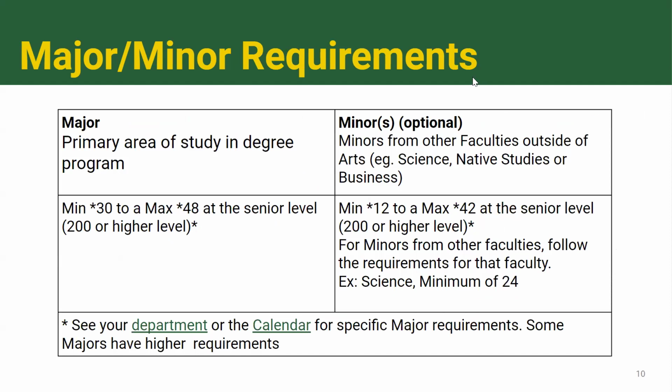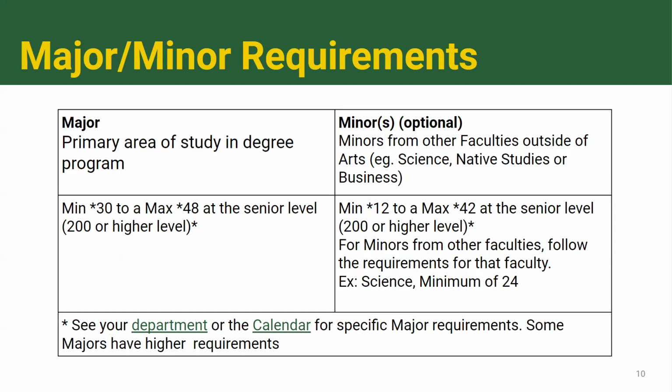So for major and minor requirements, your major is your primary area of study. In a degree program, you need a minimum of 30 credits to a maximum of 48 credits at the senior level. Senior level is 200, 300, or 400 level. 100 level is junior level, so they do not satisfy this 30 to 48 credits. So any course that is 200, 300, or 400 would go towards this.